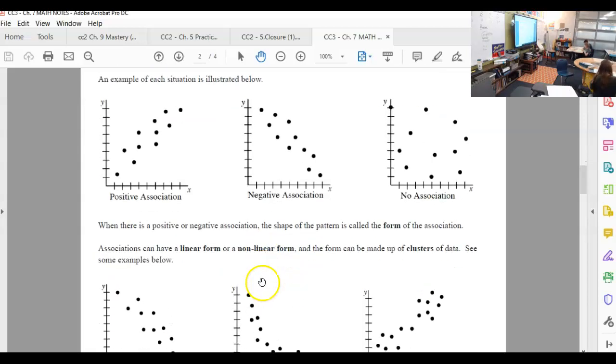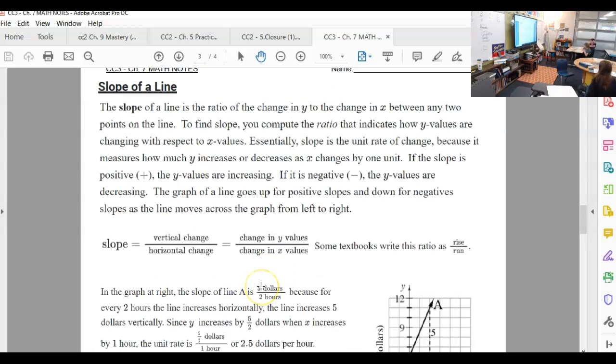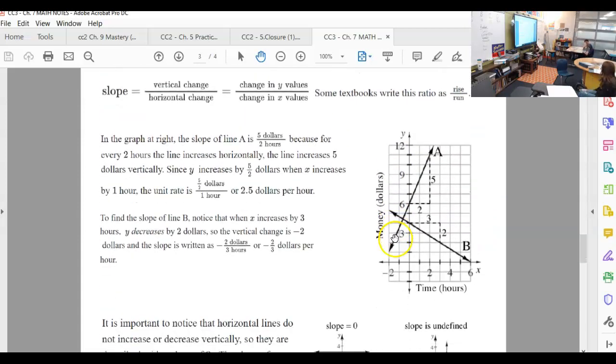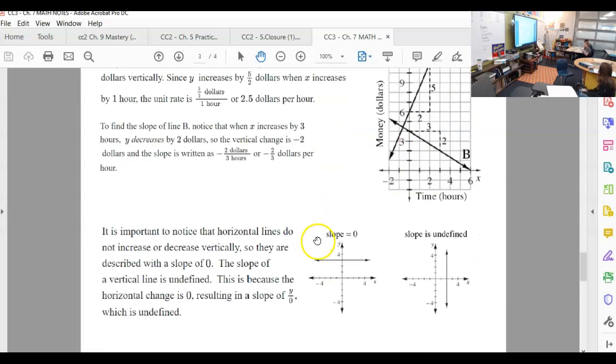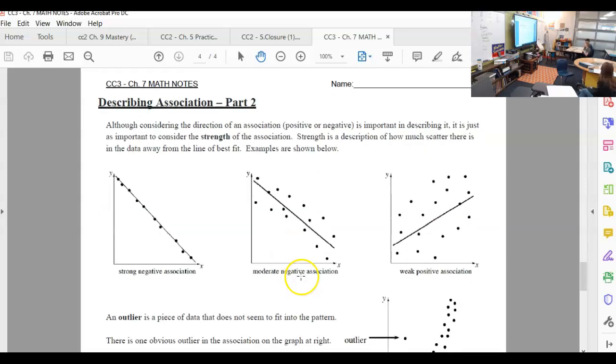Moving on from association. Slope of a line. Some of us need this reminder that it's vertical change over horizontal change, or change in y over change in x, or some textbooks say rise over run. A lot of people say that. Slope examples, zero slope, undefined slope. I hope you're looking through your math notes right now.